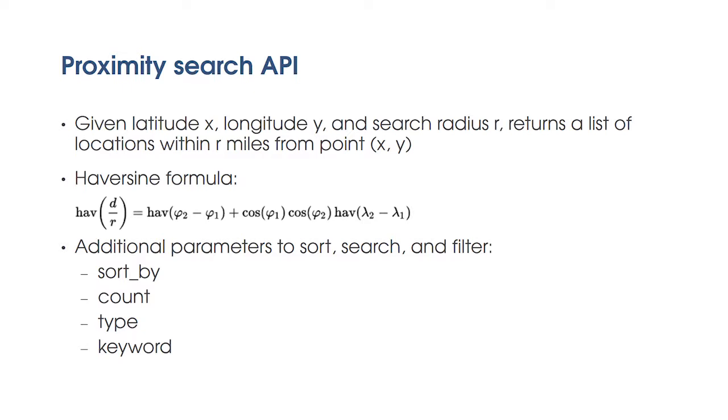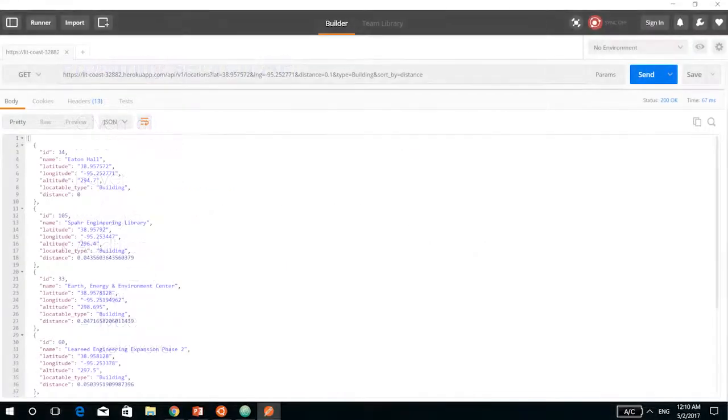We use sort by to sort the result by a location attribute. We use count to limit the number of results. We use type to filter the results by location type. We use keyword to only keep the results whose names contain that keyword. For example, this API call returns all buildings within 0.1 miles from Eaton Hall. The results are sorted by their relative distance to Eaton Hall.